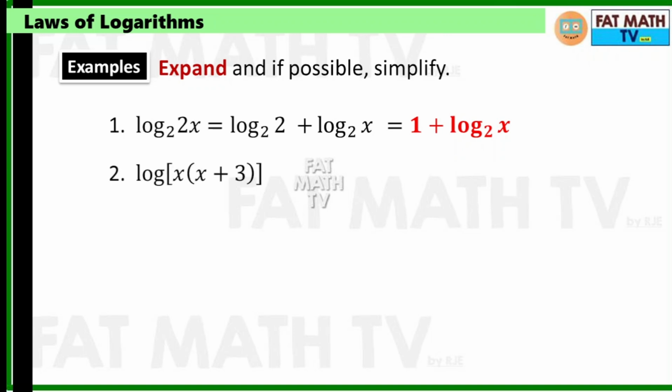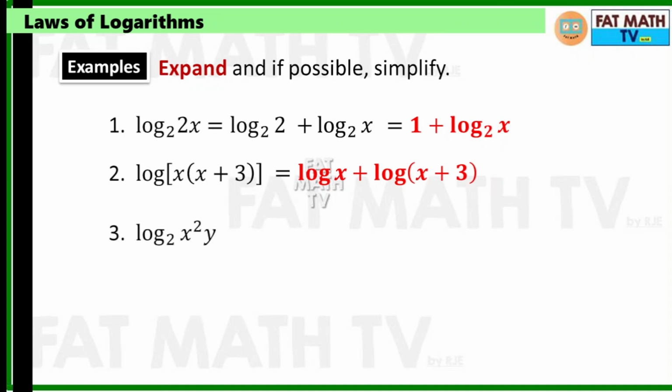Another example, the logarithm of the product of x and x plus 3 can be expressed as the sum of the logarithm of x and the logarithm of x plus 3. So the logarithm of a product is equal to the sum of the logarithms of the factors.